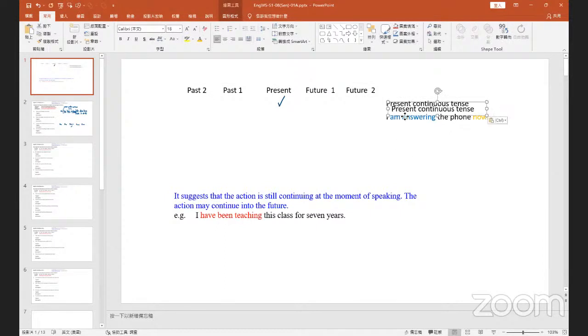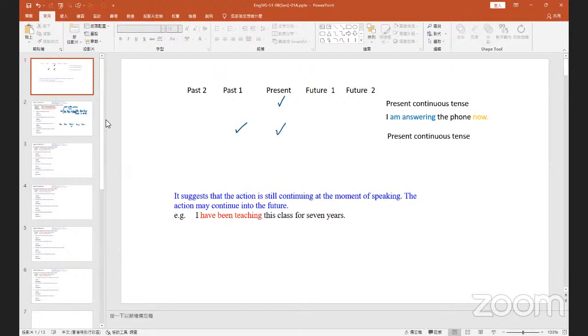If something always happens, it happens today. It happened yesterday. It happened 10 years ago. It will happen tomorrow. It will happen 10 years later. Then we use present simple tense.